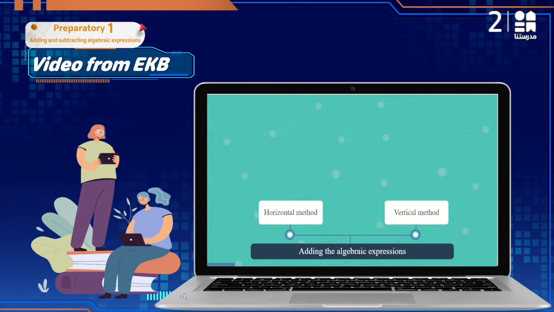Let's watch this video to add and subtract algebraic expressions. Students, we studied previously about multiplying and dividing algebraic terms. Now in this part we will learn about adding algebraic expression, and we should know that there are two methods for adding algebraic expressions. Click on each icon to learn about each method.